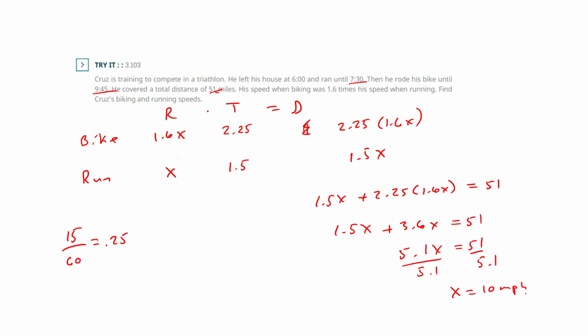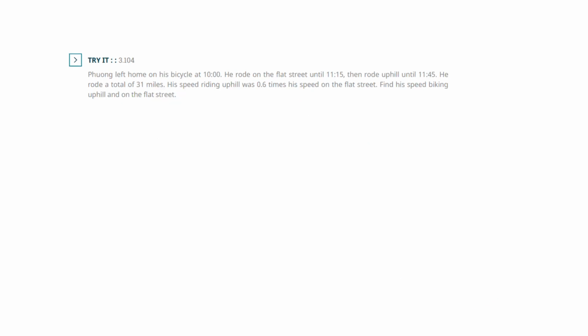And I didn't do my dictionary. We can go back here and do it too. That was running speed. And his biking speed is 1.6 times that 10. Well, that must have been 16 miles per hour. So he bikes at 16 miles per hour and he runs at 10. Okay, one more of these. These are hard, so I'd recommend you pause the video.